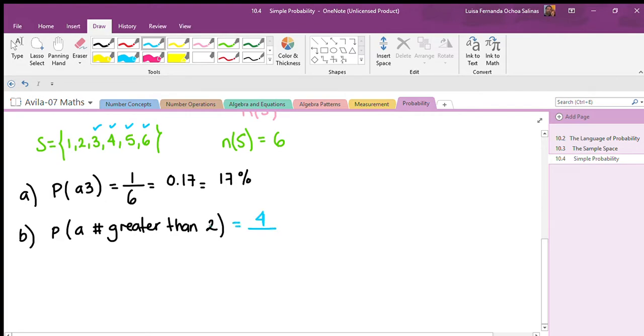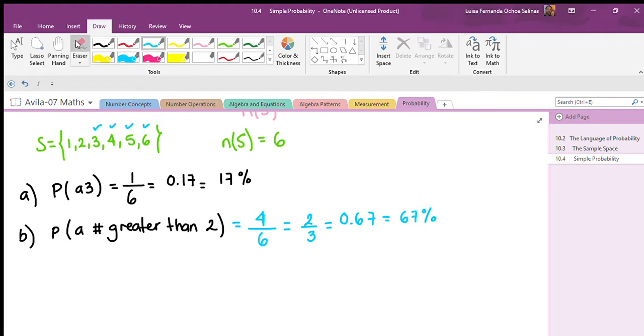Over, what is the size of my sample space? 6. And if we simplify this fraction, we get 2/3. And if you divide 2 by 3, you get 0.66666666. If we round it to the nearest hundredths, we get 0.67, or 67 hundredths. Therefore, this one is 67%.